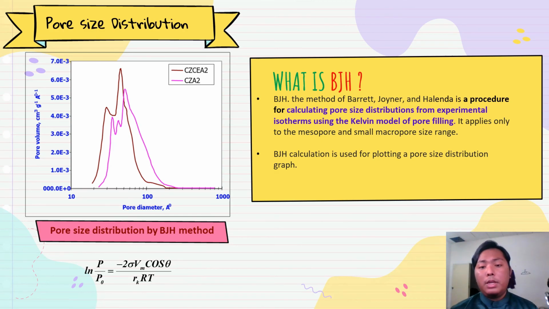The BJH calculation is very useful for plotting a pore size distribution graph. As you can see here at the bottom of the graph, this is the formula used to calculate the pore size distribution. We can see two different lines that we obtain. The graph is between pore diameter versus pore volume. By plotting this graph, you can observe the pore size distribution.